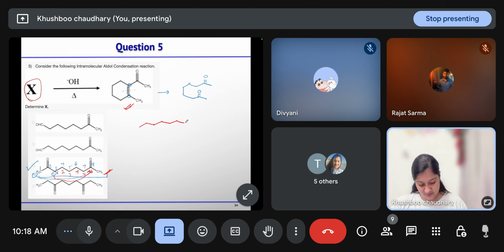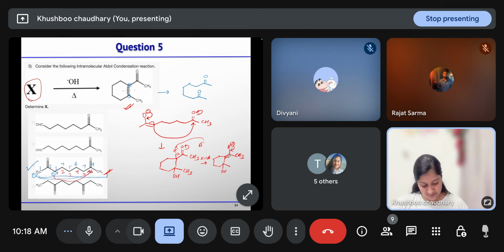So we can write it. This enolate will generate first and it will revert back to give you this product first, and then base will take this proton, and the enolate will generate through the E1cB mechanism, and you will get your product. Is this clear? Yes, ma'am.